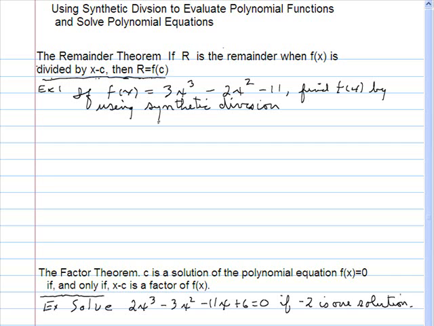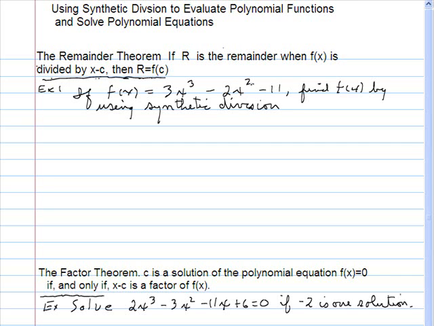The first application comes from something called the remainder theorem, and it says this: if R is the remainder when you divide f of x by x minus c, then R is f of c. So if you want to get f of c, just find that remainder. So let's see how we would evaluate in example 1 this polynomial f of x equals x cubed minus 2x squared minus 11. How could we use that remainder theorem to find out what f of 4 is? That is, what's the value of this? What's the y when x equals 4?